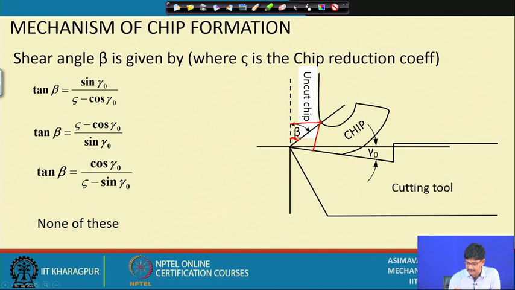One is this beta, and this one happens to be gamma O, and therefore, this one will be 90° minus (beta plus gamma O). And from there we can get a relation, that is hypotenuse is equal to uncut chip thickness divided by sine beta, and it is also equal to chip thickness divided by the sine of this angle. Okay. So, this way we can easily establish the relationship.